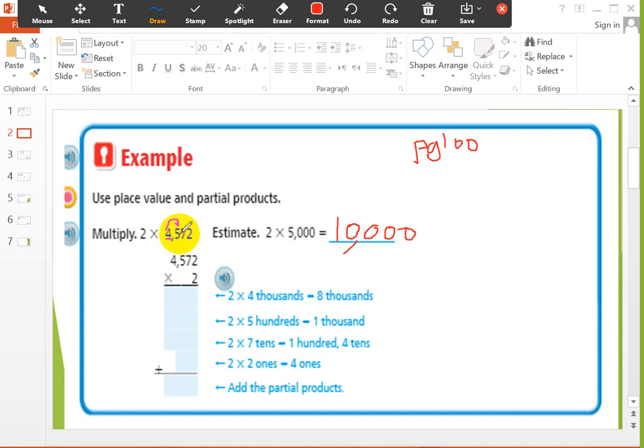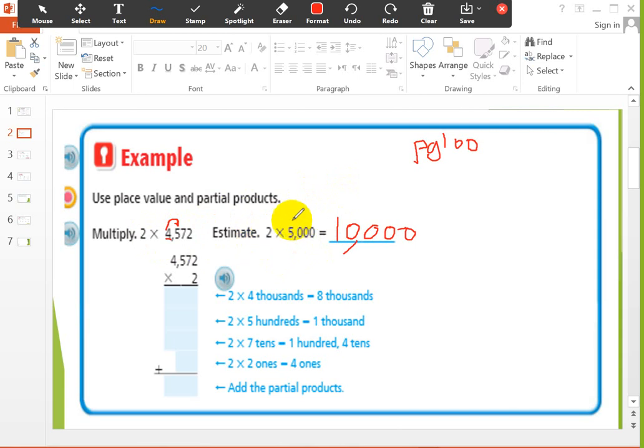I told you in rounding, if the number before the digit equals 5, that means I will add 1 to the digit and the digits before it will be 0. So add 1 to the 4, it will be 5. And the numbers here will be zeros. So the estimation, or if you round this number, it will be 5,000.